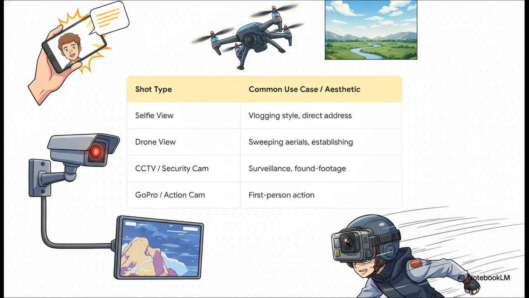And finally, you can just tell the AI to pretend it's a real-world camera. You want that vlogging look? Ask for a selfie view. Need a huge sweeping aerial shot? That's a drone view. For that gritty, found footage vibe, try CCTV. And for crazy, first-person action, nothing beats a GoPro-style shot.